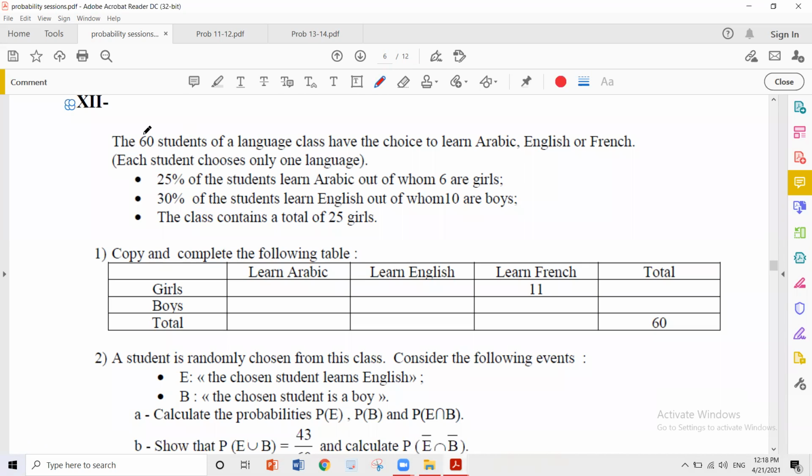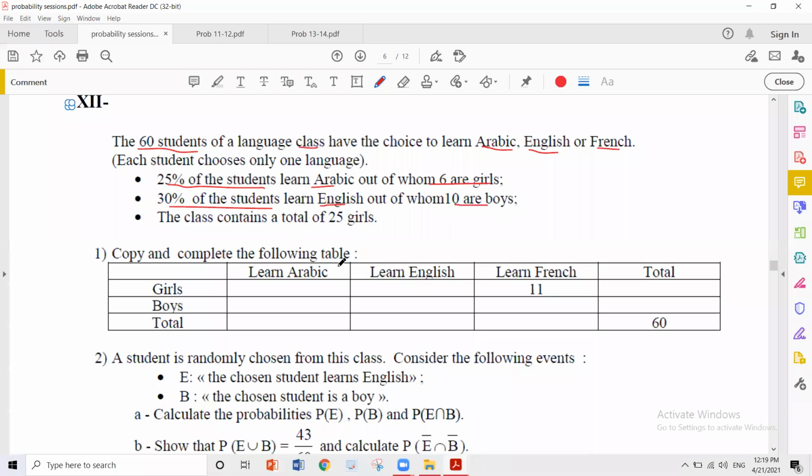Exercise 12. 60 students of a language class have the choice to learn Arabic, English, or French. So we have 60 students of a language class. 25% of the students learn Arabic, out of whom 6 are girls. 30% of the students learn English, out of whom 10 are boys. The class contains 25 girls. Copy and complete the following table.